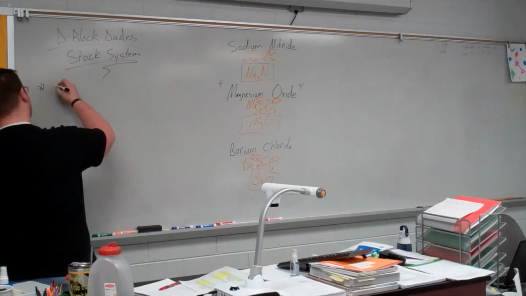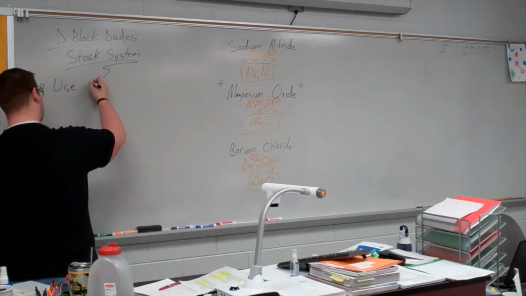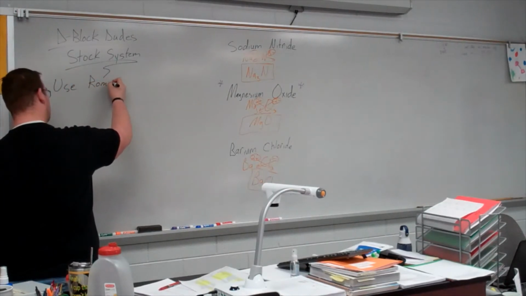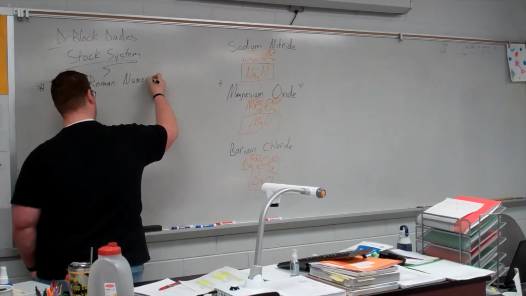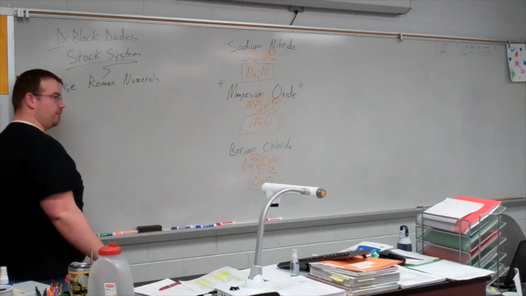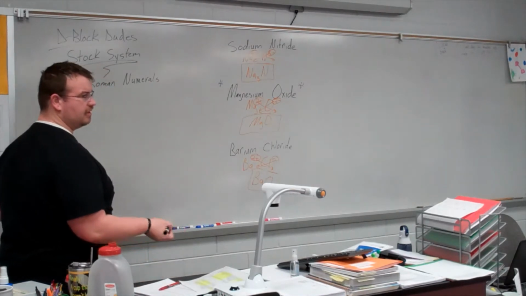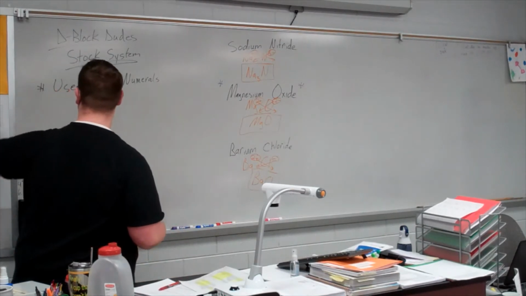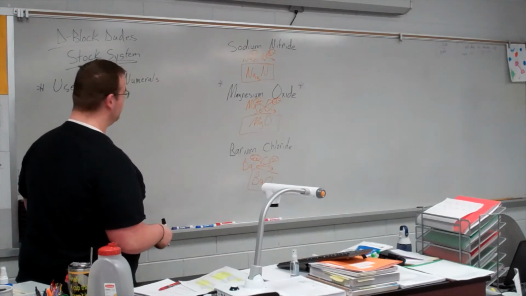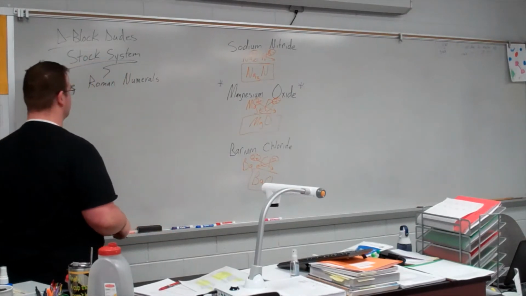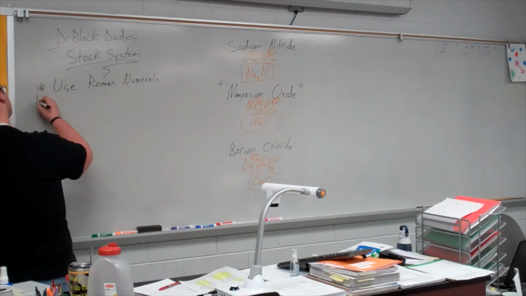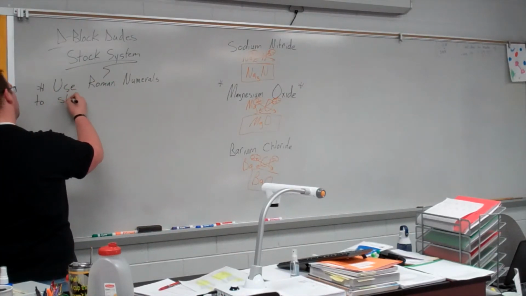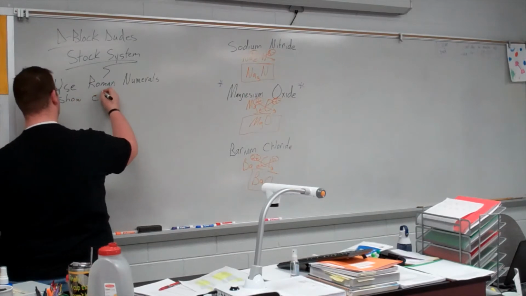But this is what you do with the stock system. Main premise: you use Roman numerals. You got to know 1 through 6, that's it. It ain't nothing bad. It's not like I'm asking you to list me the Roman numerals for the Super Bowls. So you'll use Roman numerals to show charge.